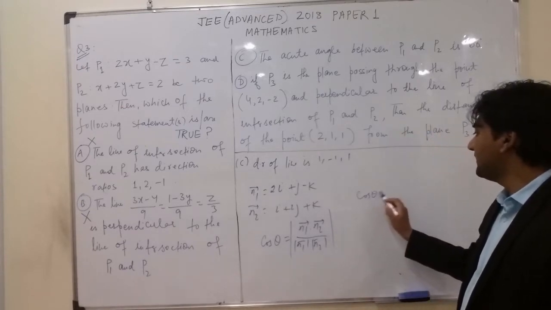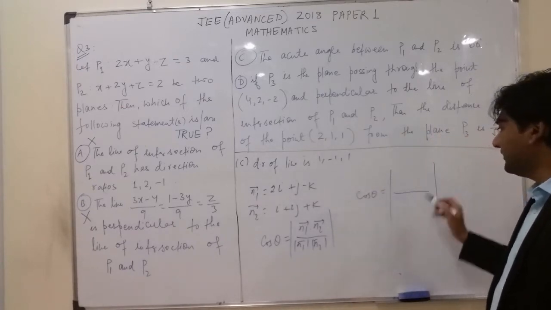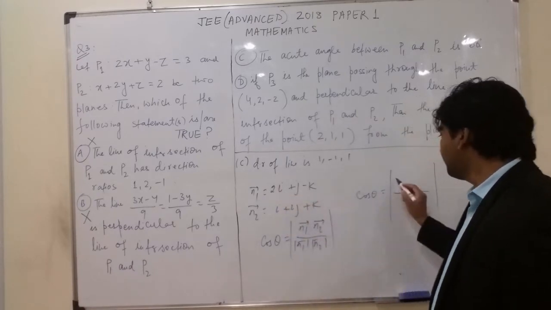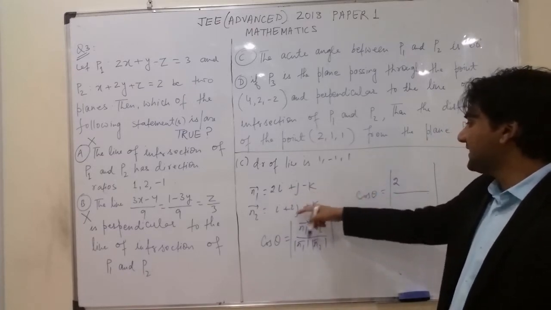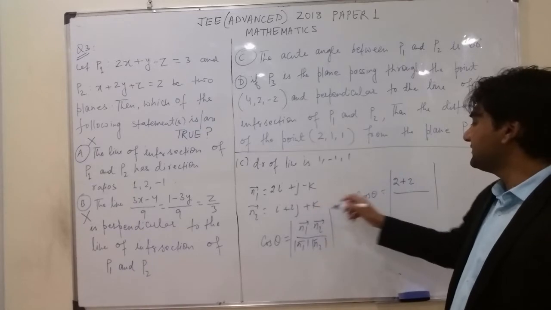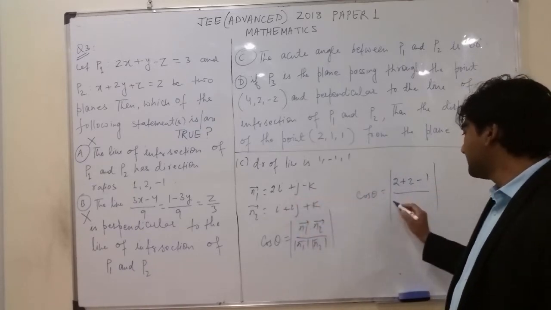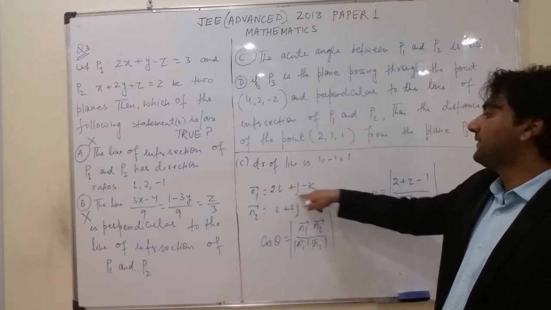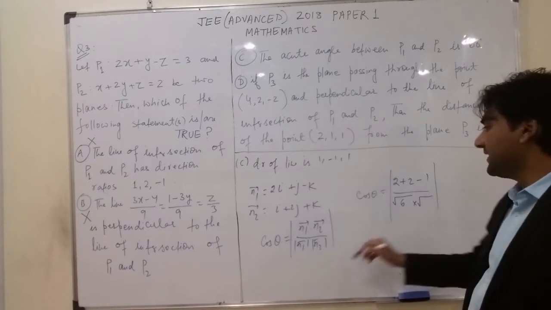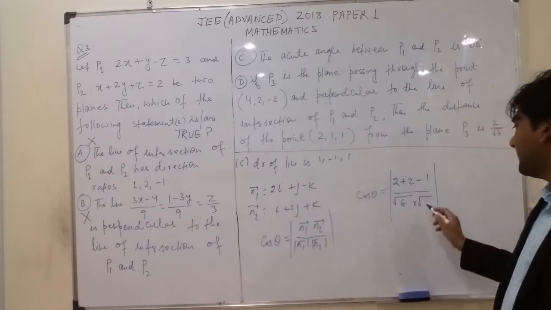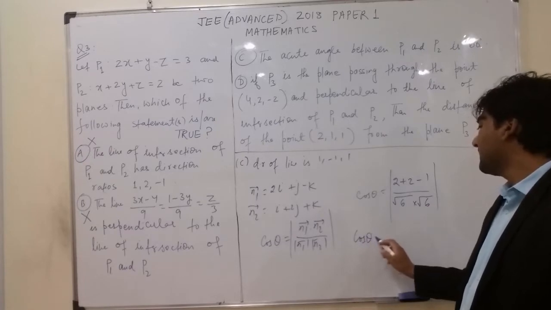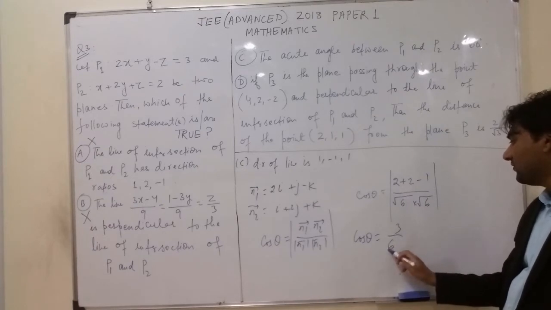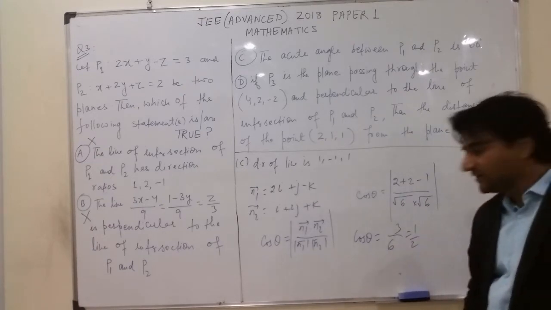So right now cos theta equals mod of N1 dot N2 over the product of the mods. N1 dot N2 means 2i dot i, it means this is 2, this is 1, 1 times 2 is again 2, and this is minus 1 times 1, that is minus 1. And the mod of N1 is root of 2 squared plus 1 plus 1, that is 4, 5, 6, that is root 6. Then again 1, 4, 1, that is root 6. So cos theta, I got 2 plus 2, 4. 4 minus 1 is 3. 3 over 6, that is half. So I got cos theta as half.